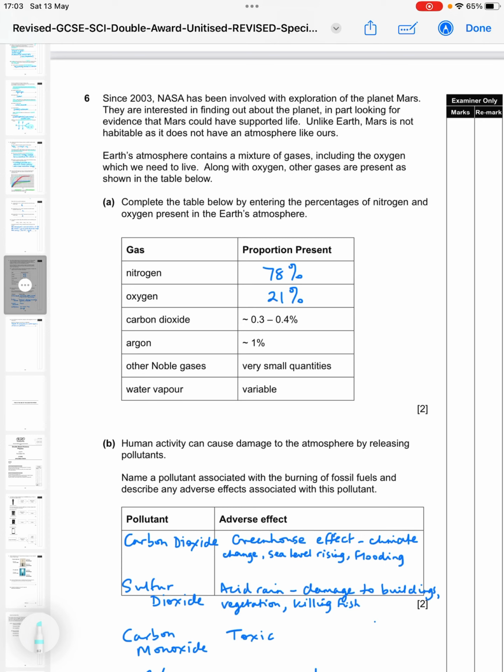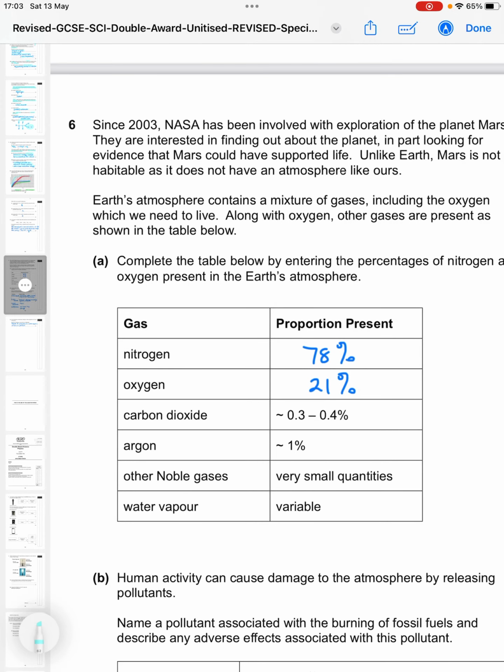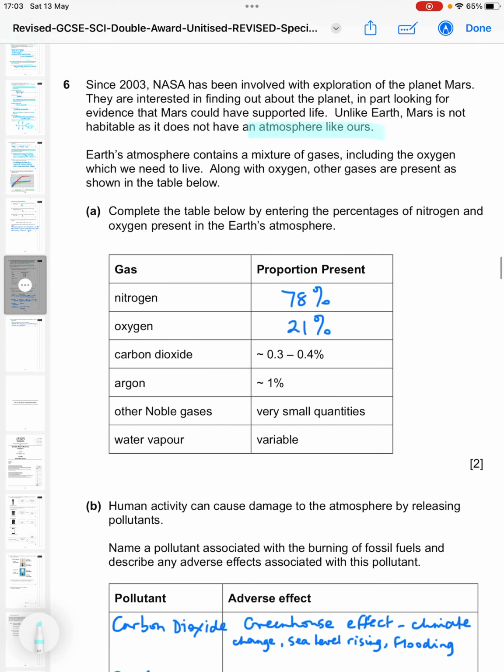Number 6, since 2003, NASA has been involved with the exploration of the planet Mars. They're interested in finding out about the planet, in part looking for evidence that Mars could have supported life. Unlike Earth, Mars is not hospitable as it does not have an atmosphere like ours. So when you get a blurb like that, you very often get a clue in it as to what it's going to be. This is about atmosphere.